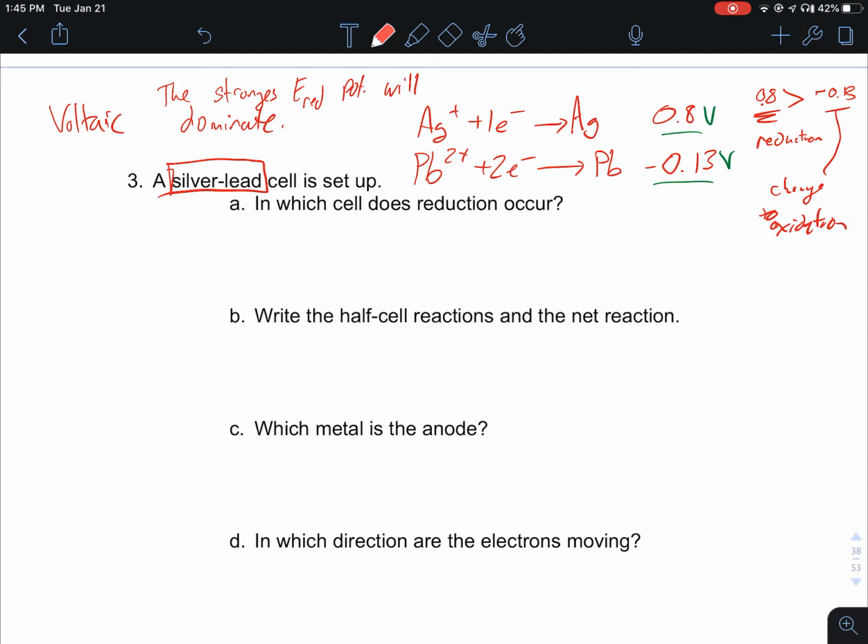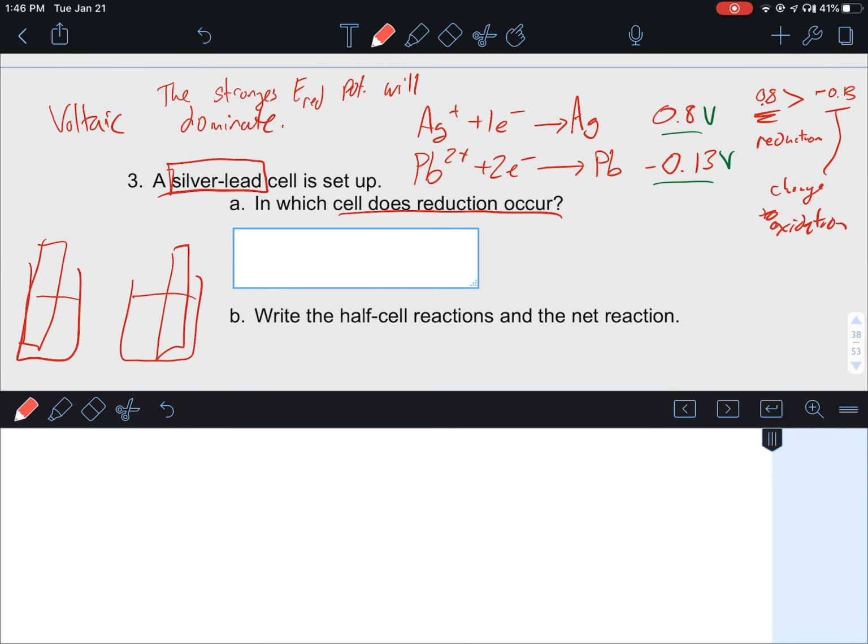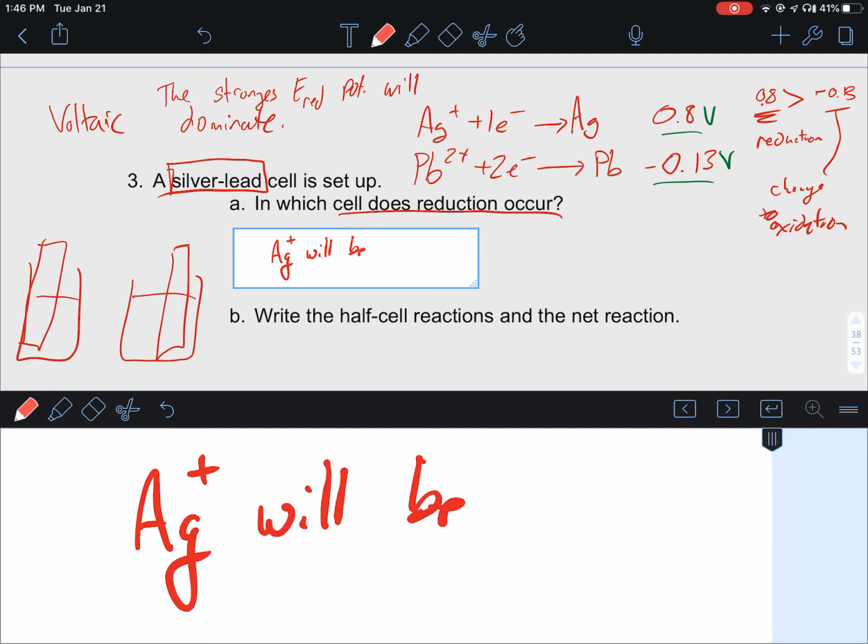Okay, so in which cell does reduction occur? When you go to set this device up, you're going to have two little buckets of liquid, and you're going to put two pieces of metal in that bucket of liquid. One of those will be silver, one of those will be lead. One of those will form the anode, one of those will form the cathode, and that will be determined by this voltage. In this case, silver is the most positive one, so that's where reduction will occur. So the silver will be reduced.